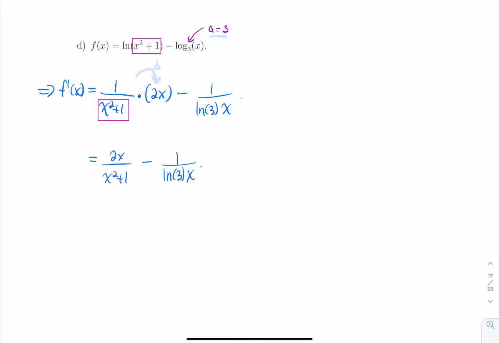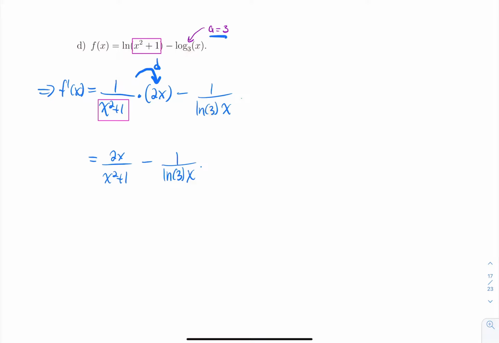So here for D, I have ln of x squared plus 1, so something inside the logarithmic function. And I have log base 3 of x. So here the a of that logarithmic term is 3. For ln of something, because we know the derivative of ln of x is 1 over x, if you have ln of something, it's going to become 1 over that something, untouched. Remember, the thing in the box doesn't change, but afterward you need to take that something into account. So afterwards, you multiply by the derivative of the inside. In this case, the derivative of x squared plus 1 is just 2x.